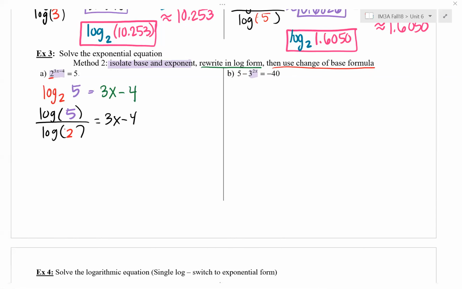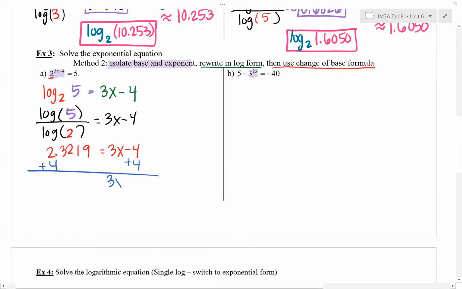Okay, so if I calculate out log of 5 divided by log of 2, we should get 2.3219, and that equals 3x minus 4. And so to get x by itself, we just have to do inverse operations. So we're going to add 4. So 3x equals 6.3219.